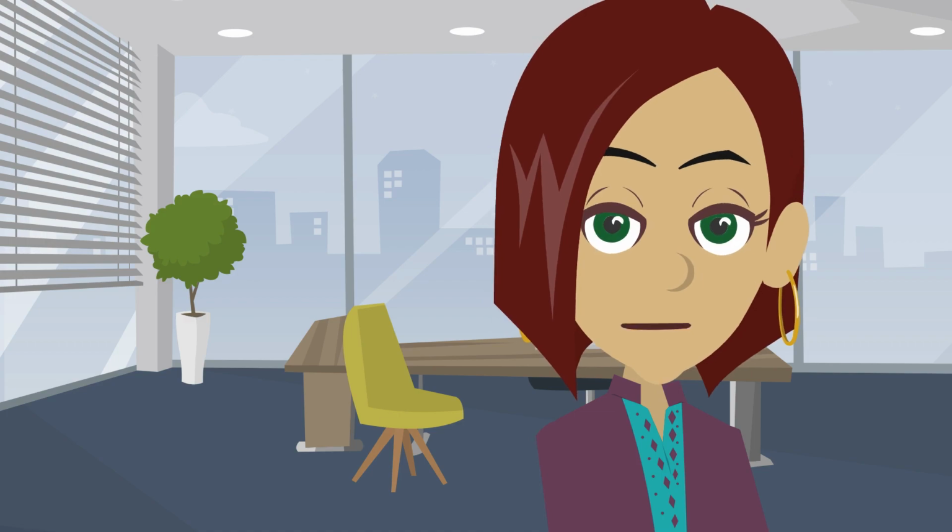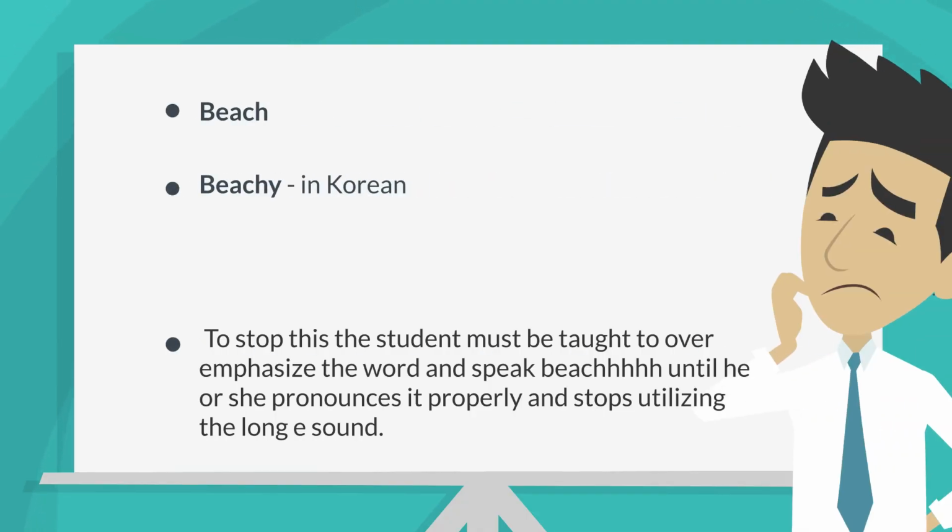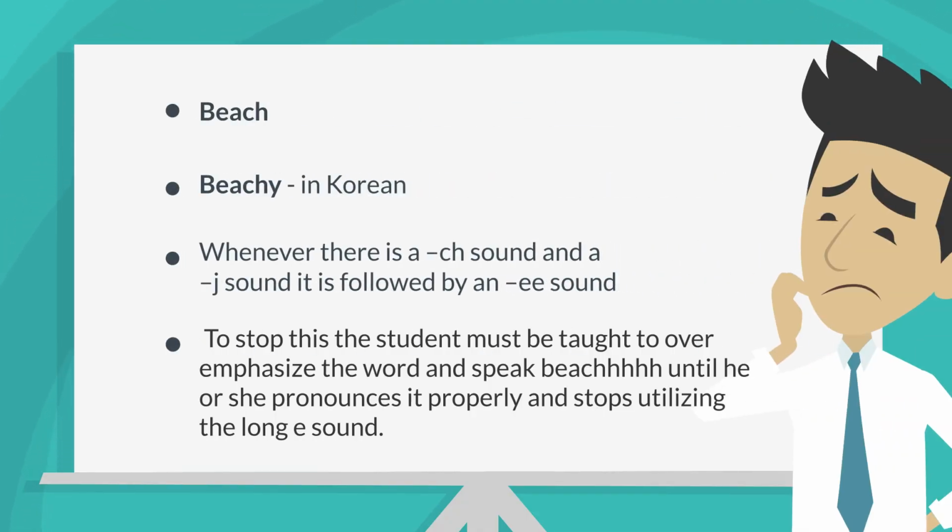When a student becomes aware of a continuous mistake and overemphasizes words, they are more likely to be able to correct it quickly. Let's take the word beach. When the word is spoken in Korean, it will be pronounced as beachy. This is because whenever there is a ch sound and a j sound, it is followed by an ee sound. To stop this, the student must be taught to overemphasize the word and speak beach until he or she pronounces it properly and stops utilizing the long e sound.